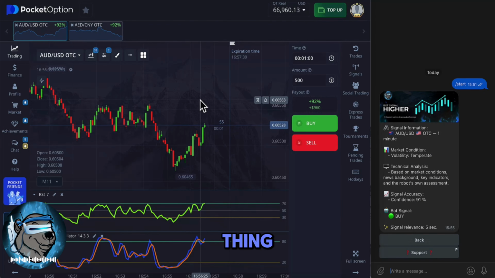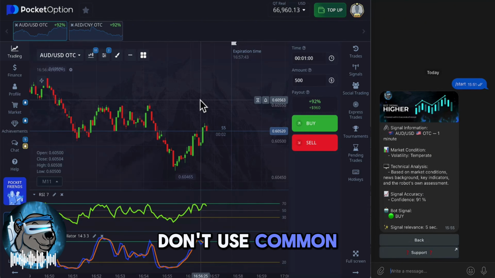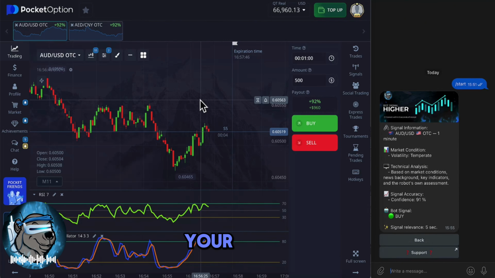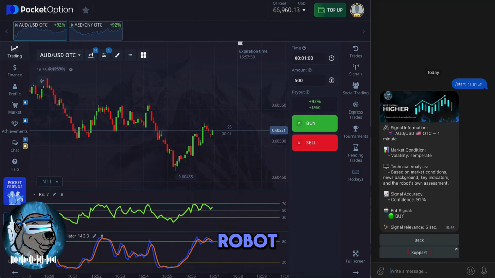Always remember one thing, trading always involves risks. And if you trade incorrectly and don't use common sense, sooner or later you could lose your capital. You need to be prepared for that. But on my part, I provide tools that can help you minimize these risks. And this tool is my trading robot.